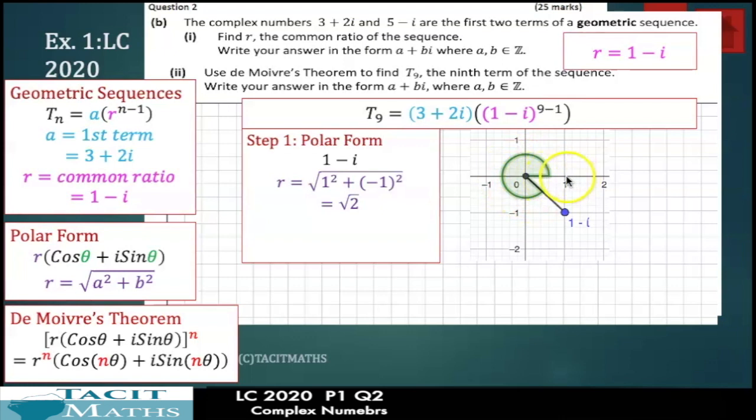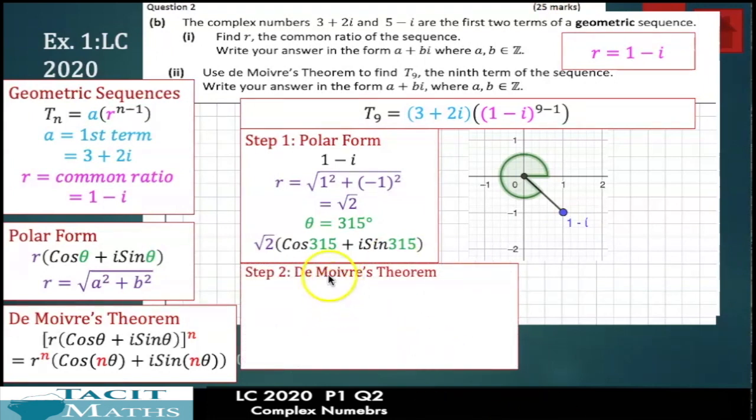If you want to go the long way about it, drawing out your triangle with a side one, an opposite one, and an adjacent one, and work out your angle there, that's fine. But the more experience you get with these, you'll spot straight away that that's a 45-degree angle in there. So therefore my argument is 315. 360 take 45 is 315. So there's 1 minus i in polar form.